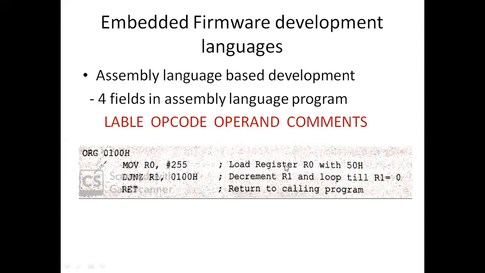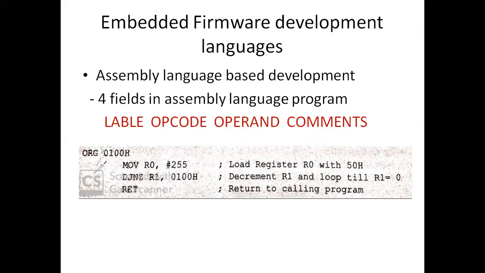You can see the comment, load register R0 with 50H. The hexadecimal number 50H is represented as 255. So this data is moved here. One more example may be DJNZ R1, 0100H: decrement and jump if not zero, the content of R1, to 0100H. So this is again the opcode, and these are the operands. This is all about the format and an example for an assembly language program.